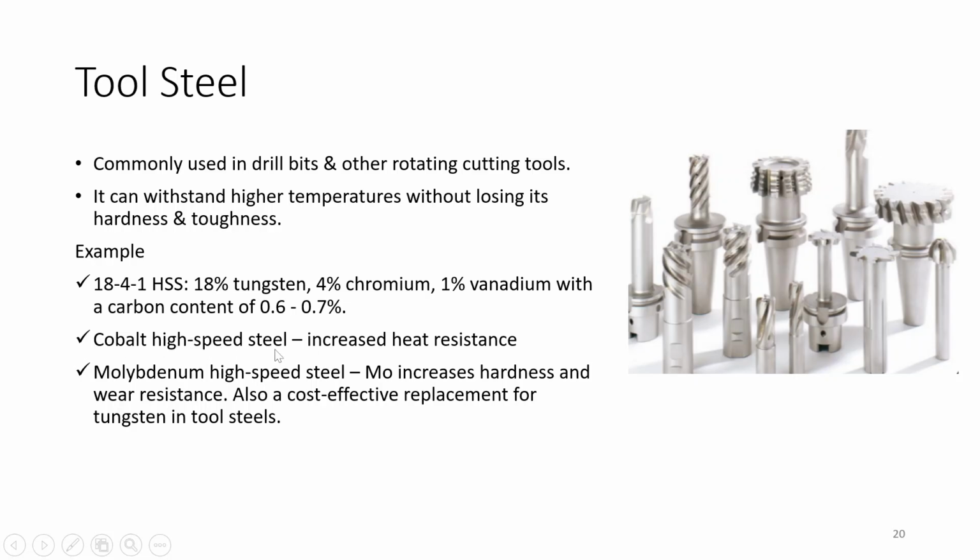Cobalt high speed steel provides heat resistance, so it increases heat resistance. You can use these materials at very high speeds as well. Because of friction, a lot of heat will be generated, but the cobalt will take care of this problem. Next is molybdenum high speed steel. Molybdenum increases hardness and wear resistance, and it is also a cost effective replacement for tungsten in tool steels. Instead of tungsten you can add molybdenum, and it is cheaper compared to tungsten.